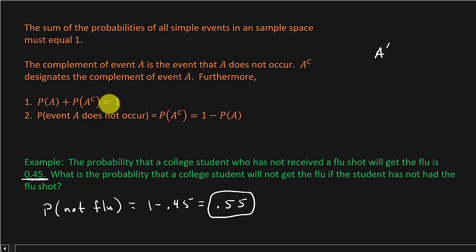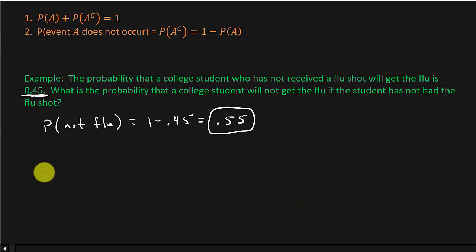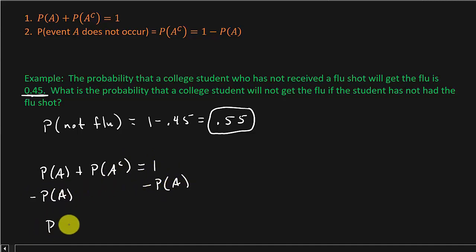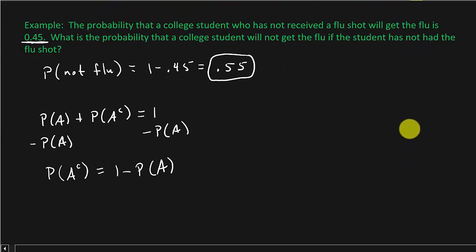Because remember, the probability of A plus the probability of A complement equals 1. Let me show you. If you take the probability of A plus the probability of A complement equals 1, and we subtract the probability of A from both sides, the probability of A complement is equal to 1 minus the probability of A. See that? It's just 1 minus the probability of A to find the probability of the complement.